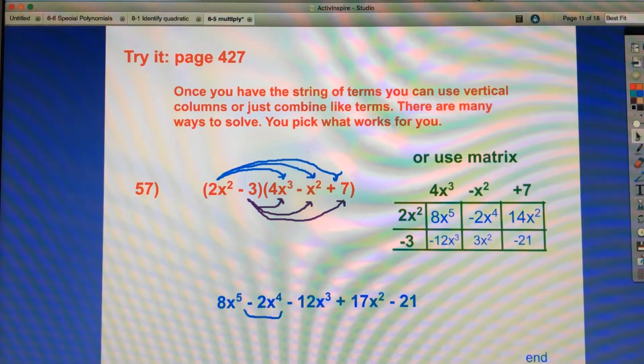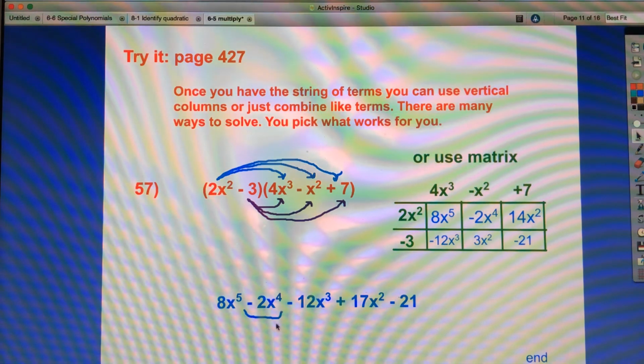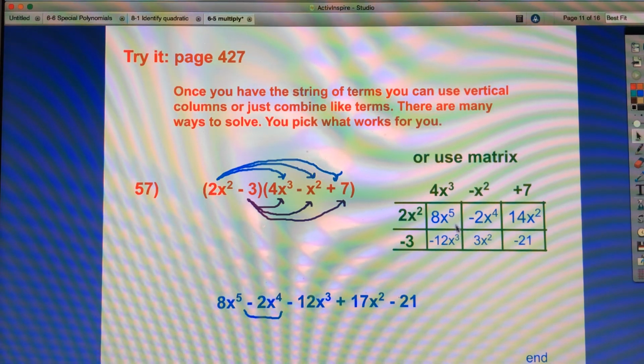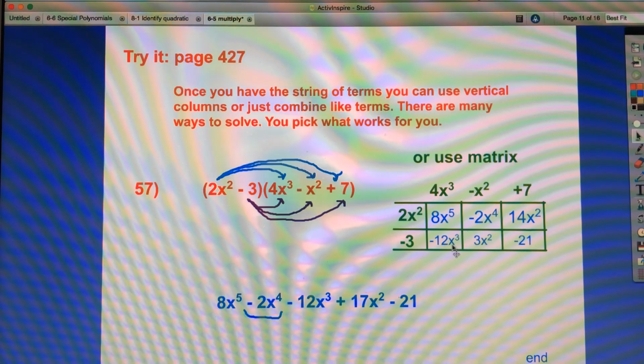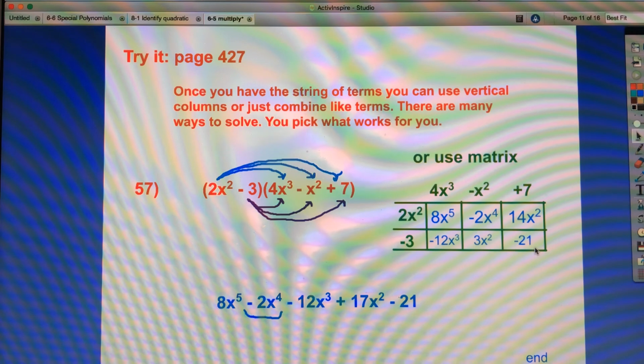Welcome back. Here is your solution. You can see that I filled in the matrix table for you, and I also went ahead and wrote your answer all the way down here. Notice that the sign goes with the term, and every term was combined if you had like terms. X to the fifth, there was only 1. X to the fourth, there's only 1. X to the third, only 1. X squared, here I have 2 of them, a 3 and a 14. That's how I got my 17. And then I have a constant of negative 21.